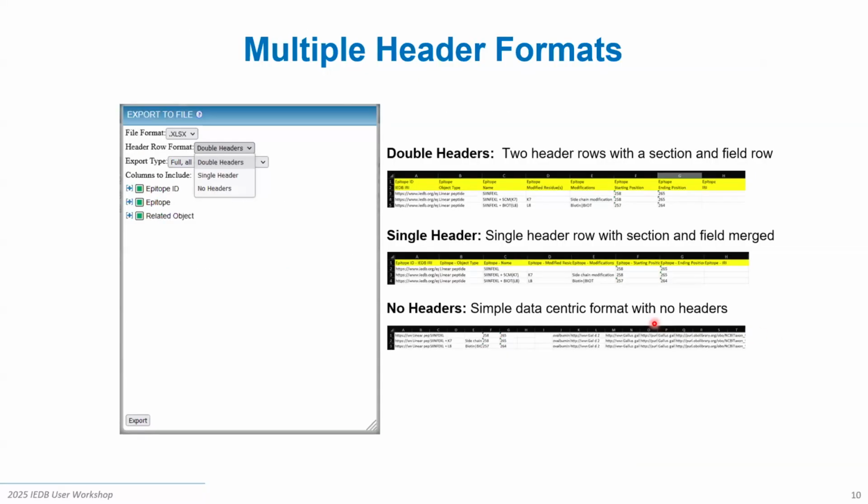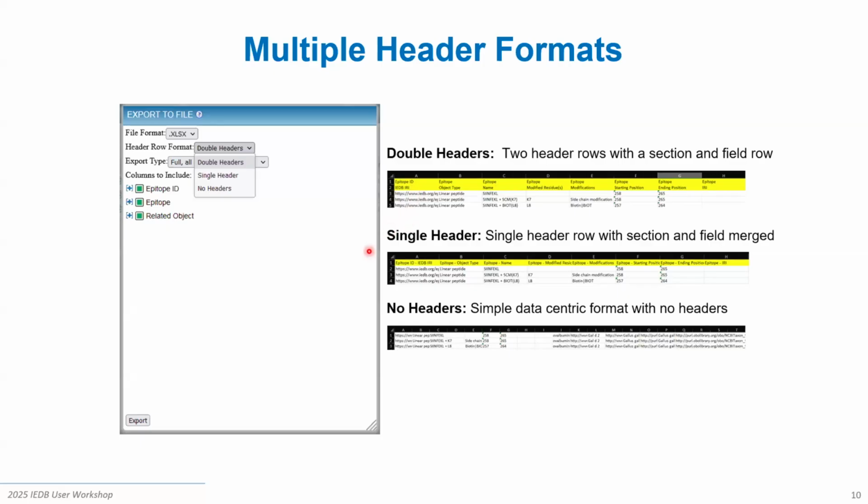The next option you have within the export to file box is the header formats, which you can see in those previous examples. It allows you to select double headers, which has a section header and then a field row header, which gives you a little more idea of how these data come together, because we group our sections and our exports together, which you'll see later on when I go through these columns.